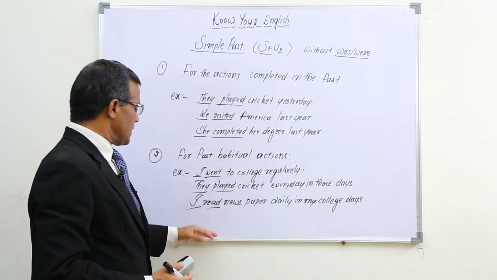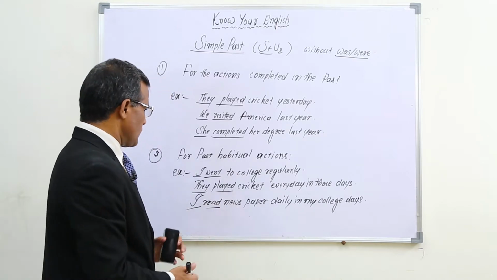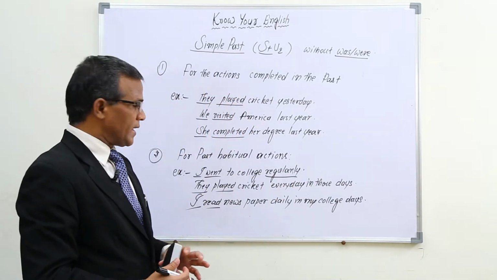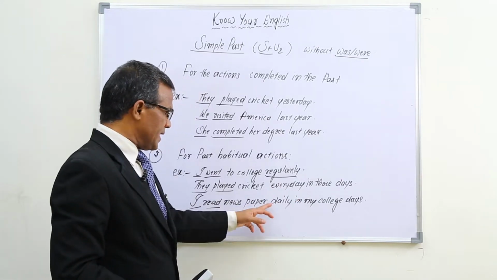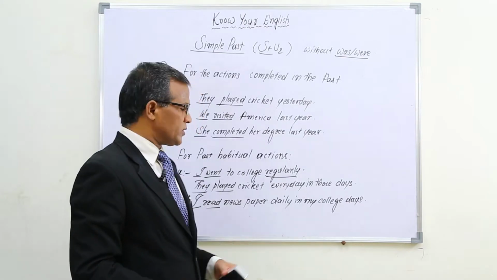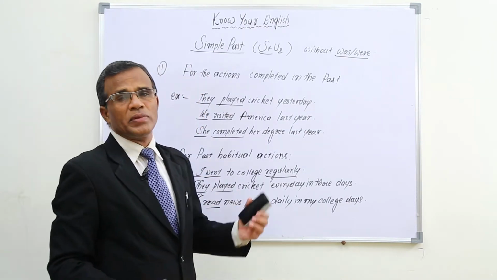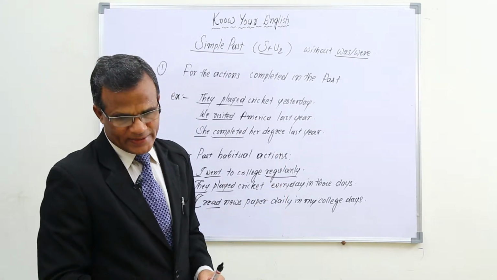As per this, we are using subject plus V2 also for past habitual actions. I went to college regularly indicates a habitual action. Every day also indicates habitual action. Daily also indicates habitual action. For past habitual actions also we use simple past. In these two conditions we use simple past.